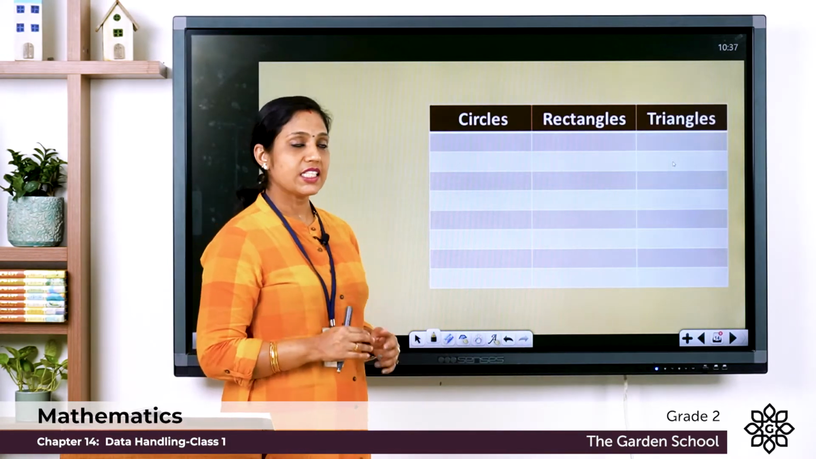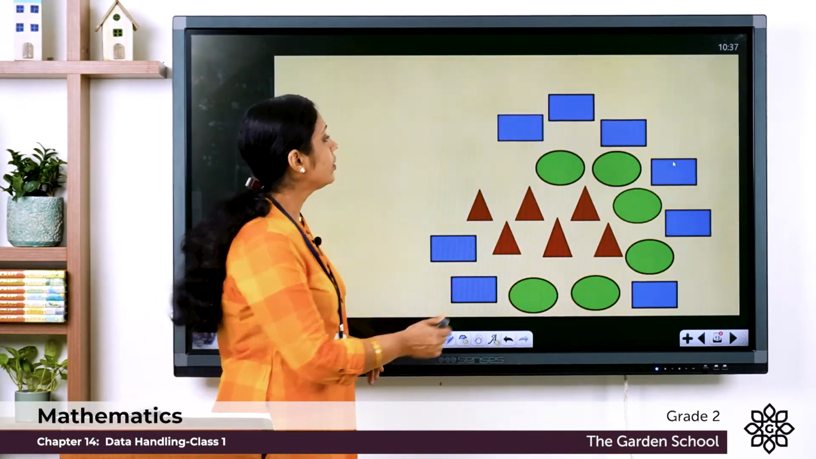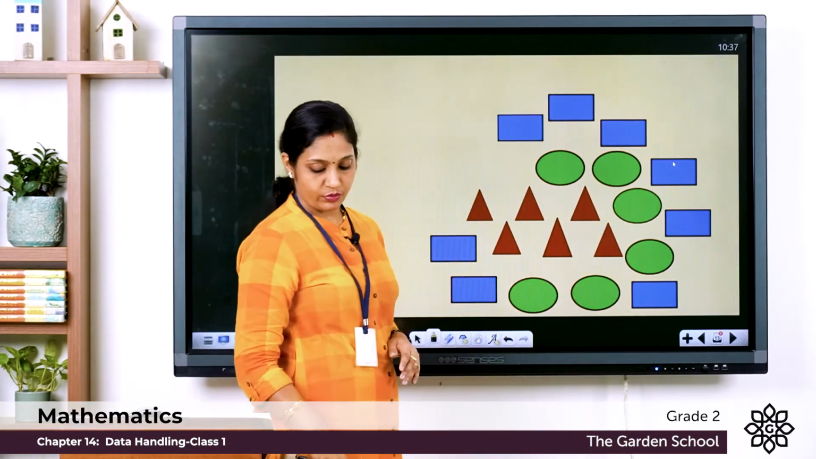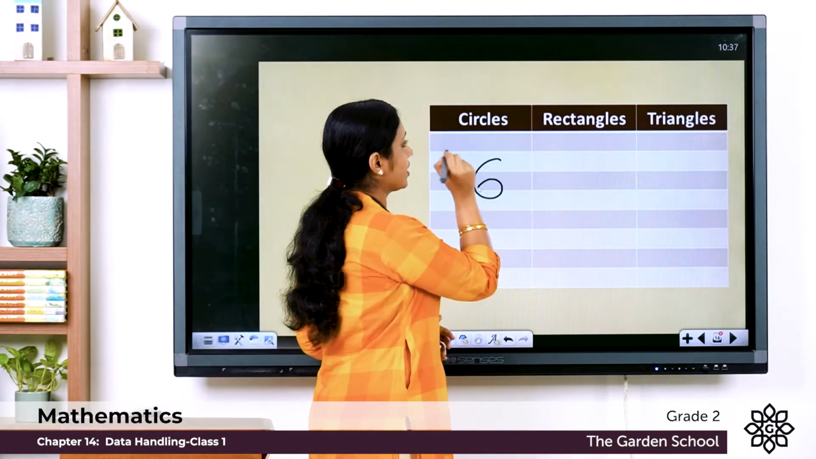So first let's count the number of circles. So how many circles are here? 1, 2, 3, 4, 5, 6. So here we can write the number of circles as 6.